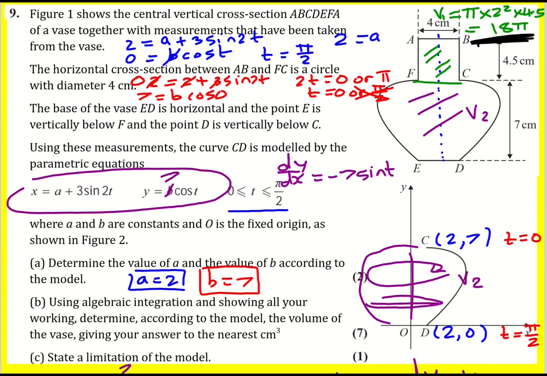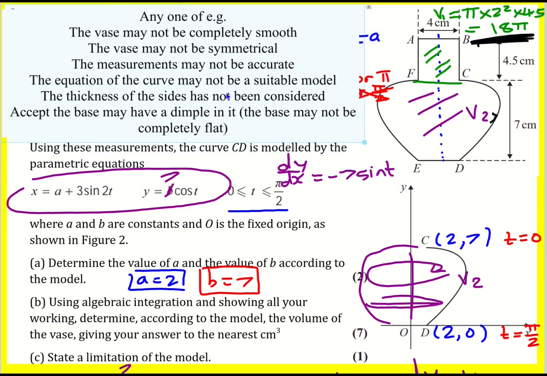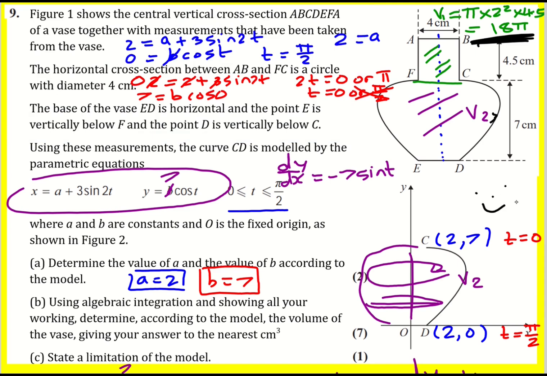We are on the last question, of course. Finally, we're asked to state a limitation of the model. What have we assumed that might not be true? And I just went with it. We assumed the vase is perfectly smooth, whereas it might not be. It might be jagged in places that would affect the volume. Some other options: you could say it might not be perfectly symmetrical, measurements may not be accurate, the equation of the curve may not be a suitable model for the vase, thickness of the sides has not been considered, the base might not be completely flat. So those are some options. Okay, great.